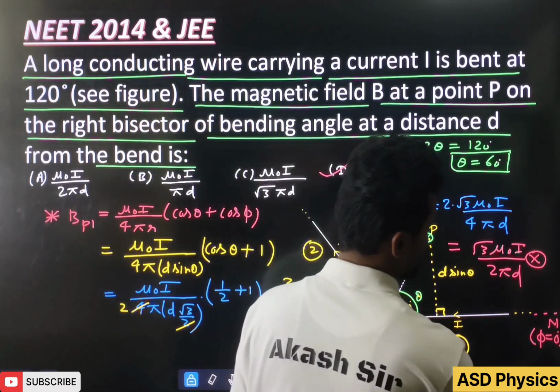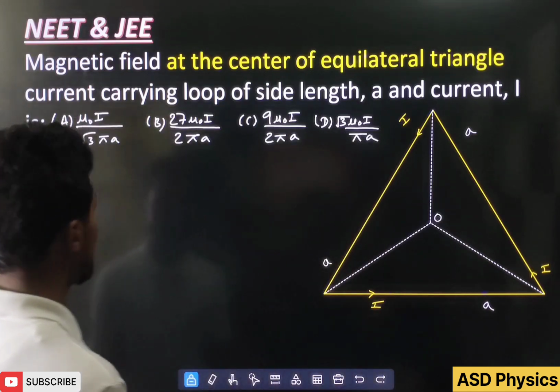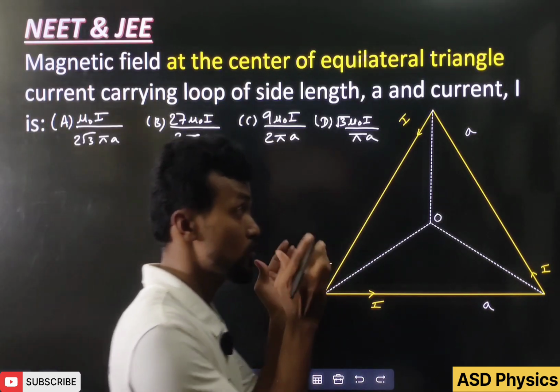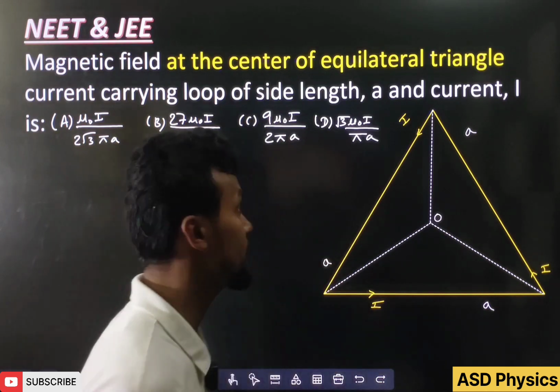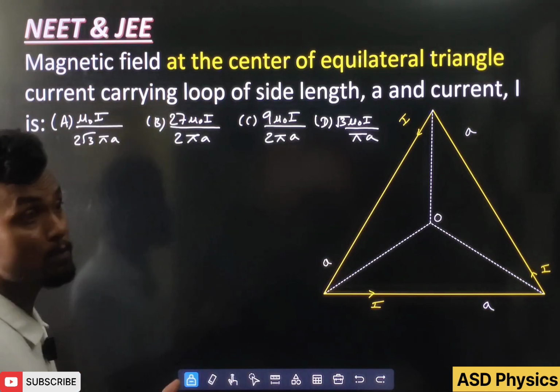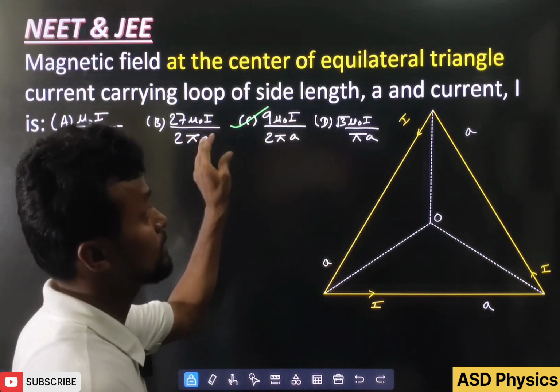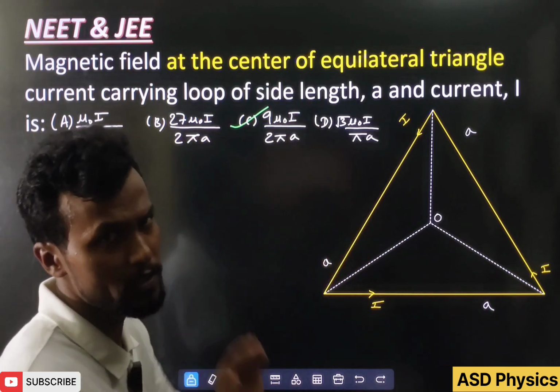Great. Now students, let's move to the next case. This is a very direct question. Sometimes they ask directly, so you should remember the formula. Even I remember the formula for this kind of situation. It will come option C. Remember it, 9 by 2 mu naught I by pi a. But I will tell you how it comes.